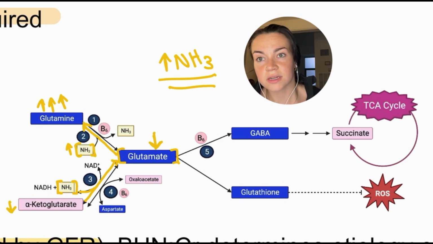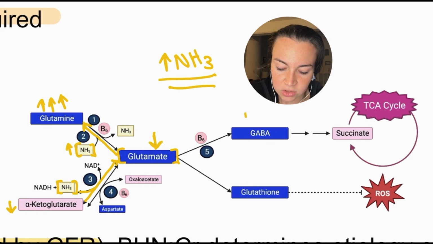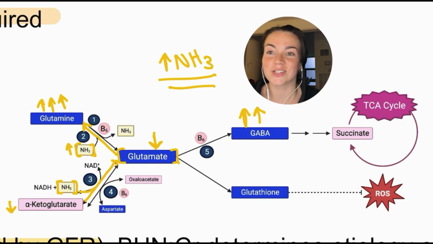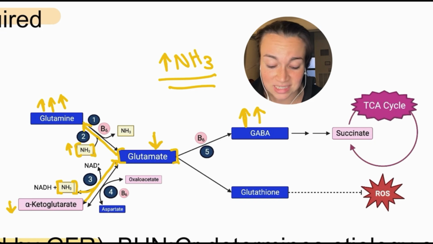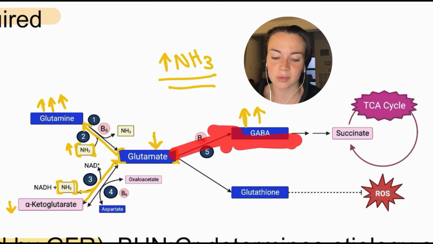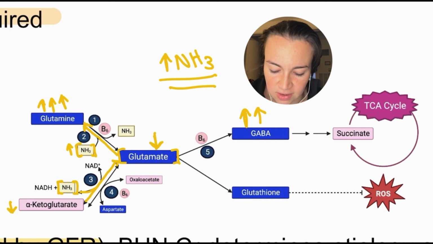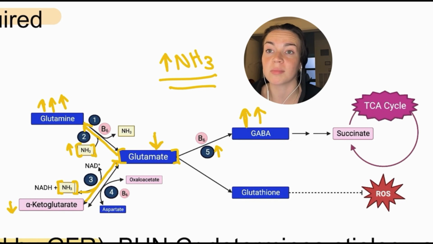Now, the final finding you'll see is a little bit tricky because it's paradoxical, but we're actually going to see an increase in GABA. And I know that this is confusing because I just finished telling you that we're going to have a decrease in glutamate in hyperammonemia. So wouldn't that lead to a decrease in this downstream GABA here? You would think so. We're actually going to see an increase in the activity of enzyme 5 here, glutamate decarboxylase.